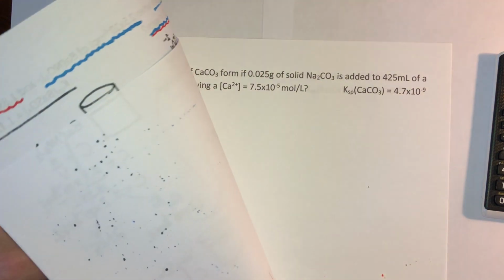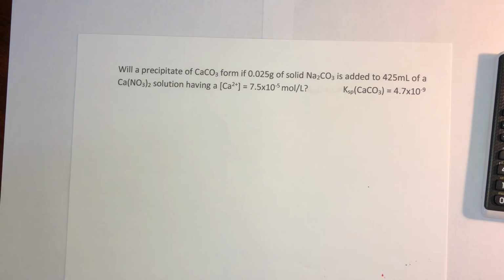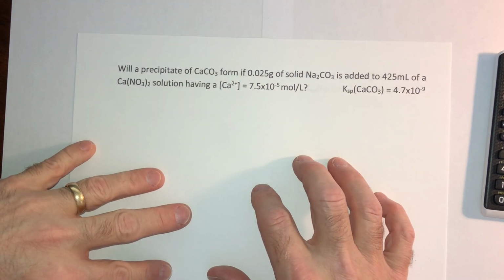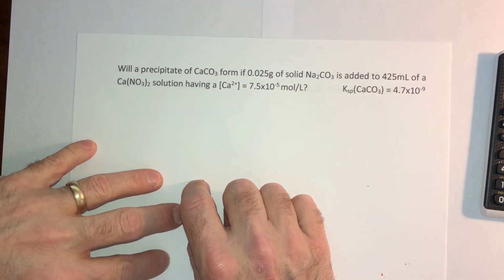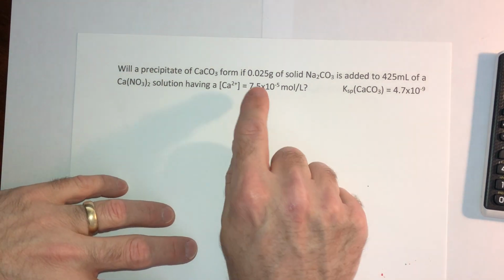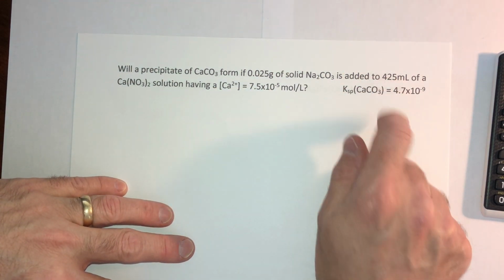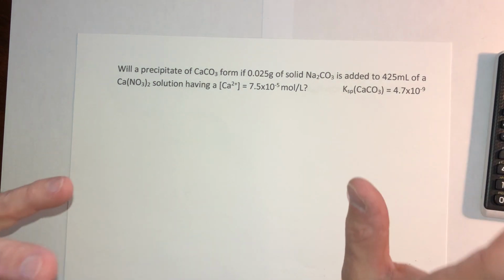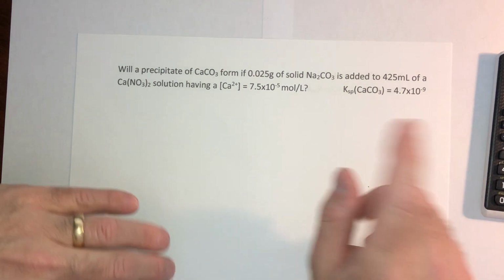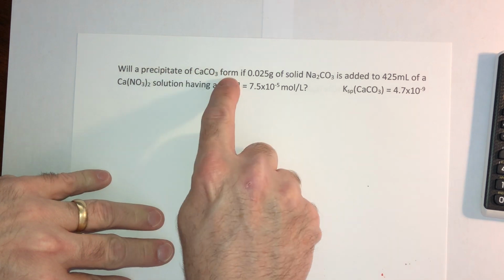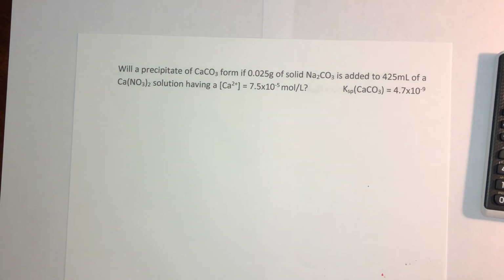Now let's say we want to try one more. This one here is a little bit harder because instead of giving you moles and liters, I've decided to give you grams and milliliters. Okay, so there's going to be some extra steps here. But again, you can see it says, will a precipitate form? The minute you see will a precipitate form, you know you have a reaction quotient problem. Okay, it's like the warning sign. It's like a little flashing light that says reaction quotient, warning, right? It tells you which one to use.